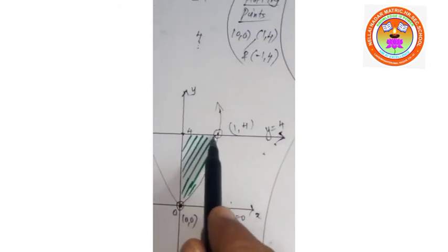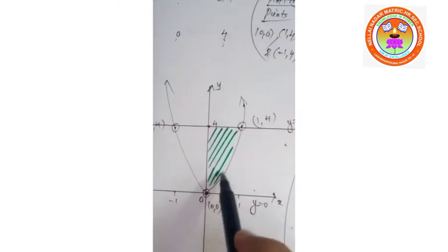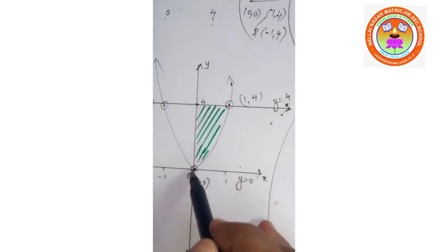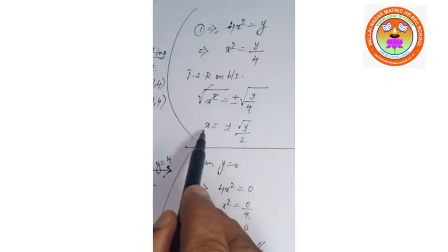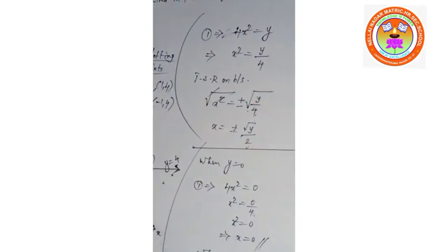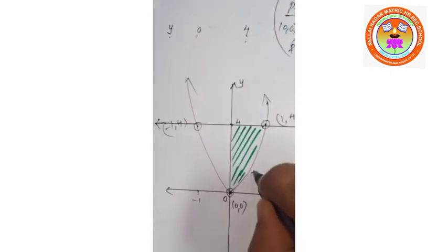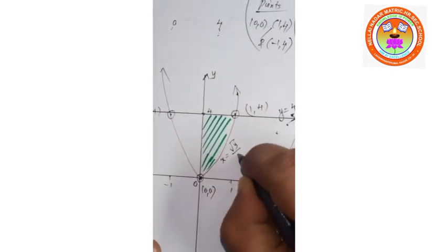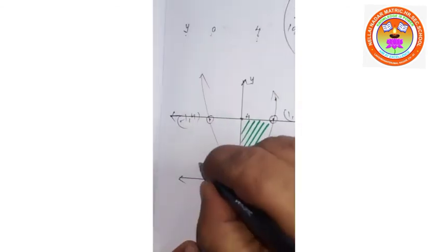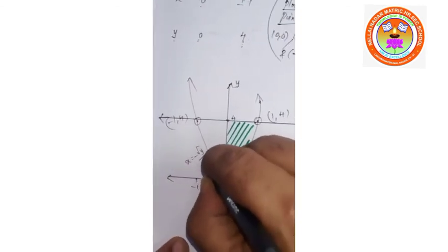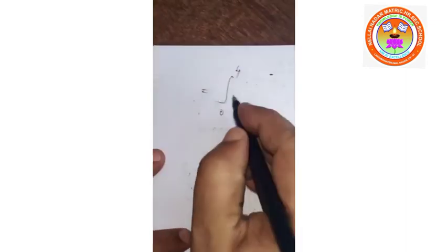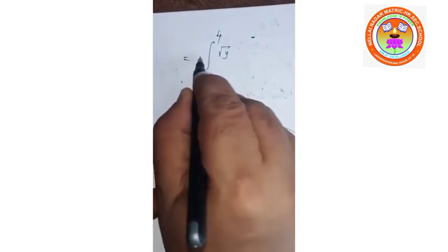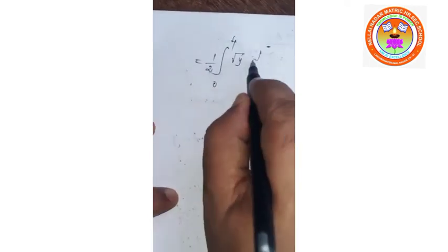Since we are considering the first quadrant area, this particular curve lies in which quadrant? First quadrant. Since it lies in the first quadrant, you have to take the positive value only. That means x equals plus root y by 2 only. I write over here, this is x equals root y by 2. This portion, x equals minus root y by 2, we are not considering. We are considering this area only. So root y divided by 2 can be written as half root y dy.